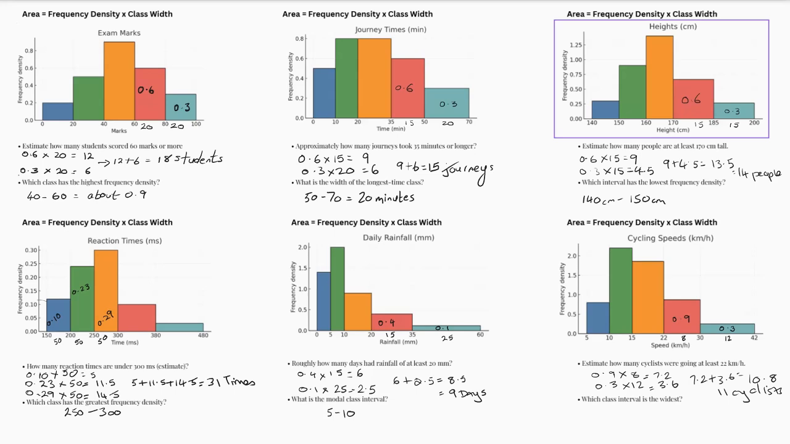Which class interval is the widest? Well, I think that's pretty obvious, isn't it? The widest class interval is going to be 30 to 42 because it's 12. So you would just put here, the widest class interval is 30 to 42, and that's because the width of the bar equals 12. You don't have to put that up, just put that as extra. Okay, so that is just an example.